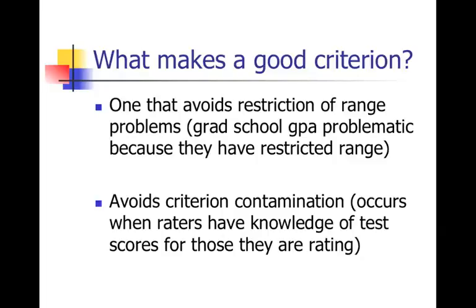We also want to avoid criterion contamination, which is the type of thing that occurs when raters have knowledge of test scores for those they are rating, like teachers. If they know that their students are gifted or they know that they have really high IQs, they'll expect more of them and they'll actually rate them higher on objective measures. Just that information seems to bias them.